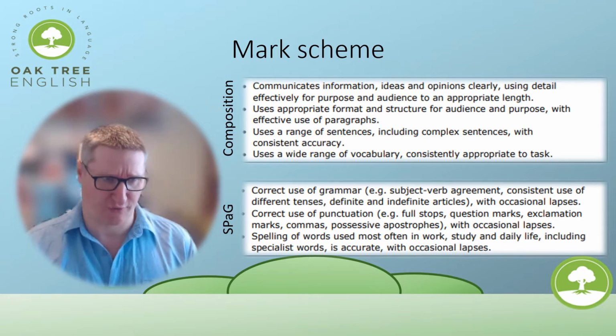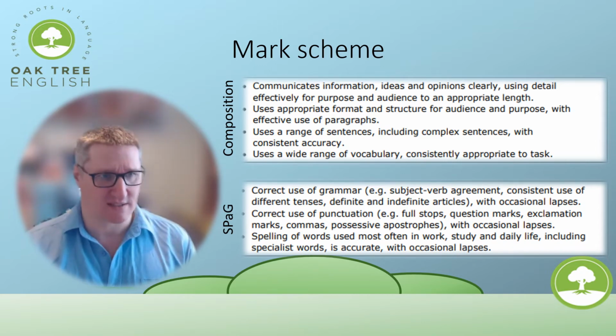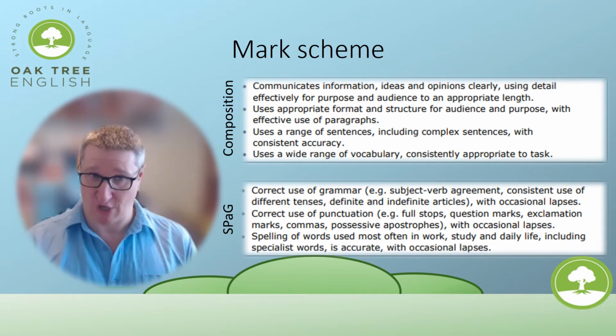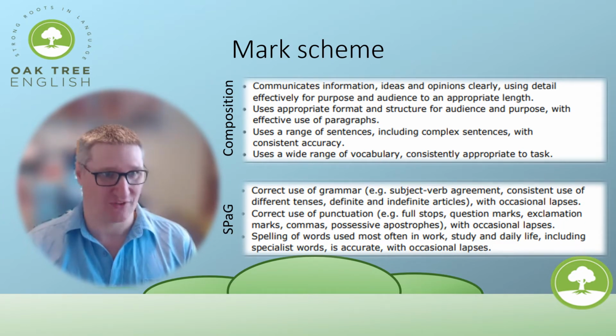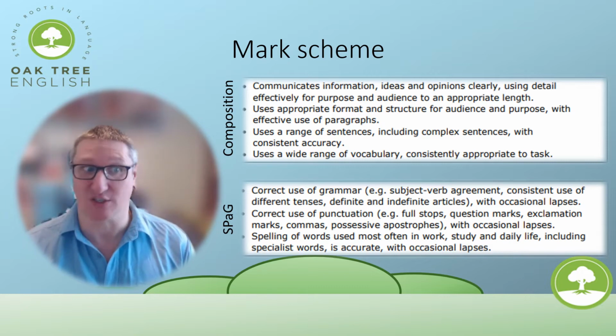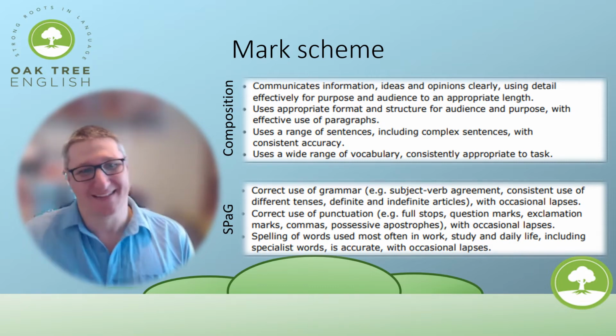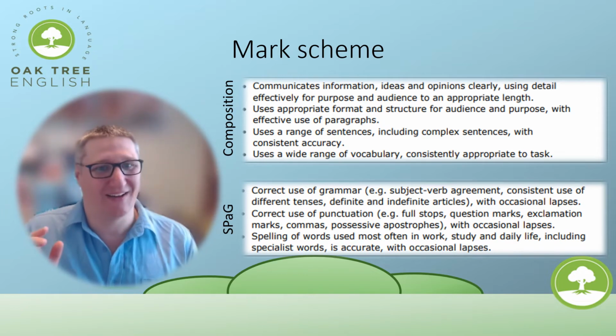Consistent use of different tenses. This is writing in different time periods, the easy way to remember that. Definite and indefinite articles. The and a. English has two articles, the and a. German has 16. Count yourself lucky you're learning English. German also has more logical spelling, but that's another story.